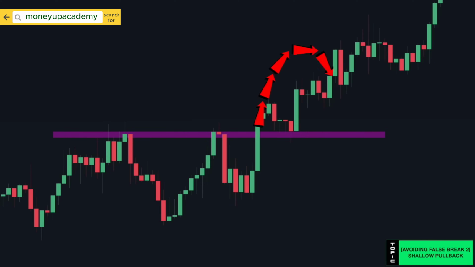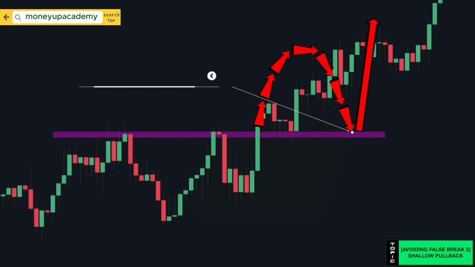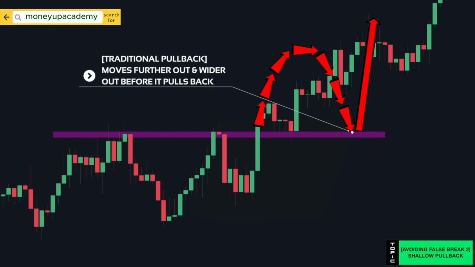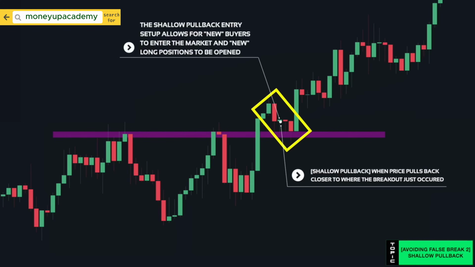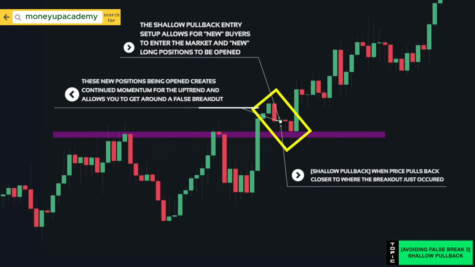A traditional pullback moves a lot further up and wider out before it pulls back, but a shallow pullback occurs very close to where the breakout occurred. This shallow pullback entry setup allows for new buyers to enter the market and new long positions to be opened, which creates continued momentum for the uptrend and allows you to get around a false breakout.